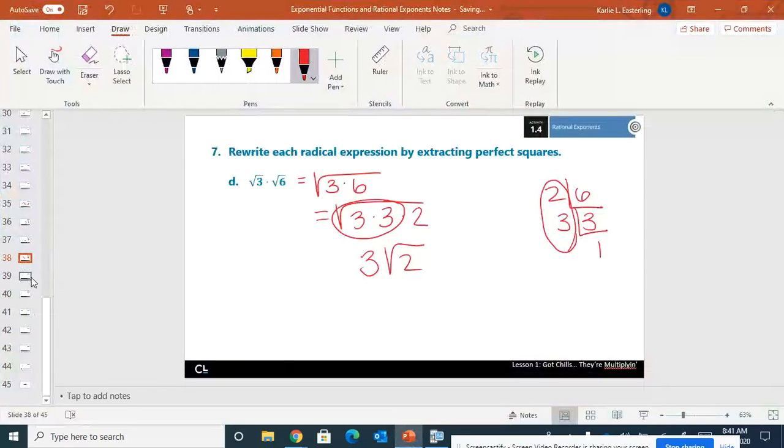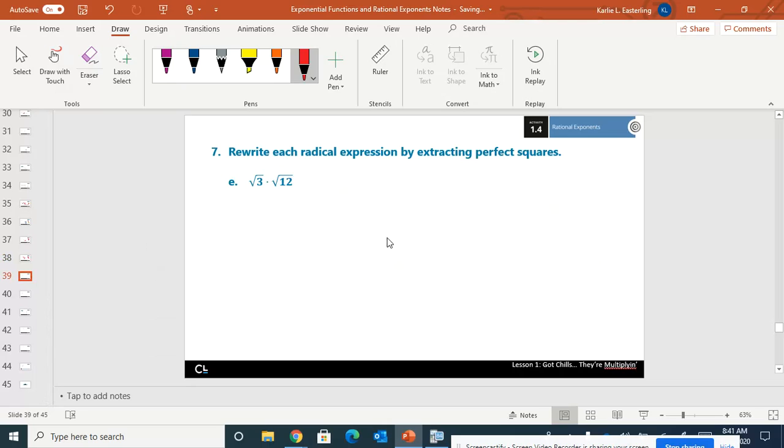All right, so let's look at the next one. So we're looking at 3 times the square root of 12. So you're looking at the square root of 3 times 12. Again, 3 is already in its purest form. Let's do it with 12. 2, 6, 2, 3, 3, 1. So those are your factors.